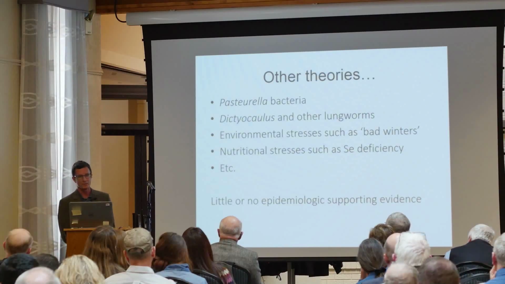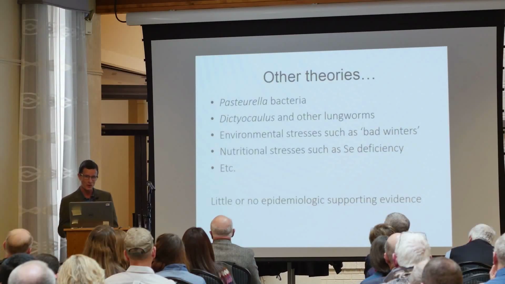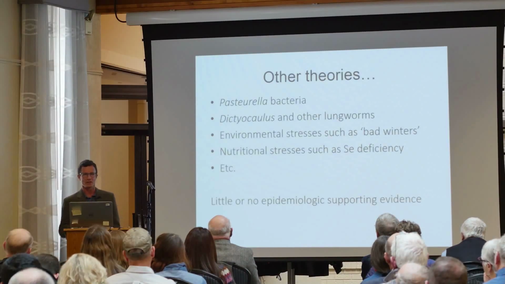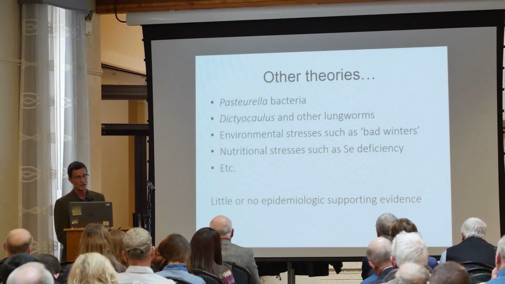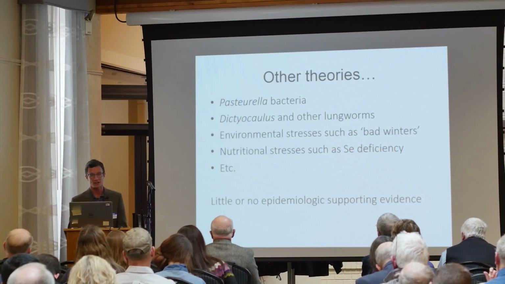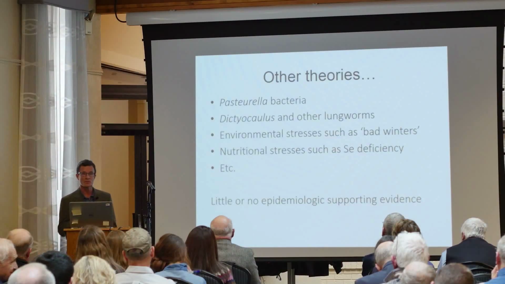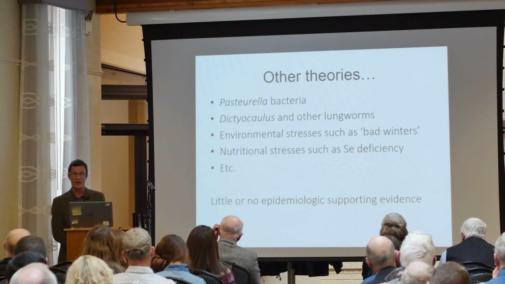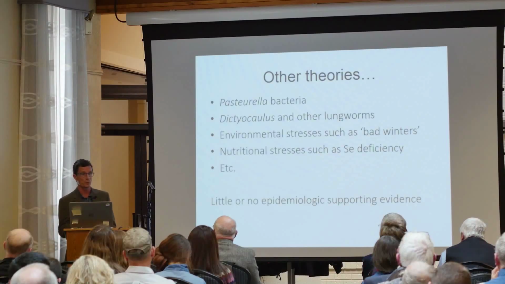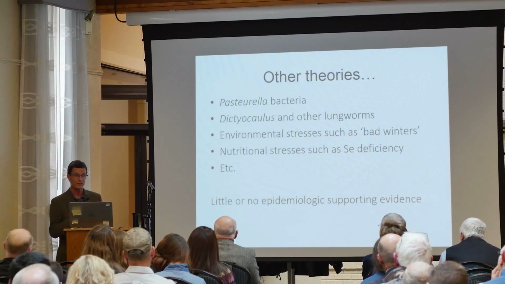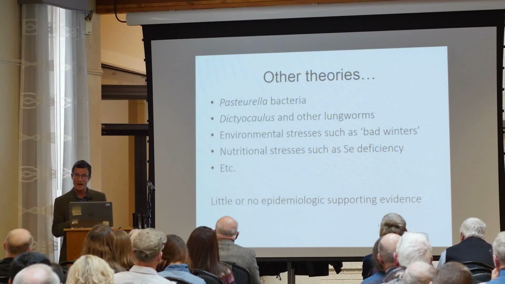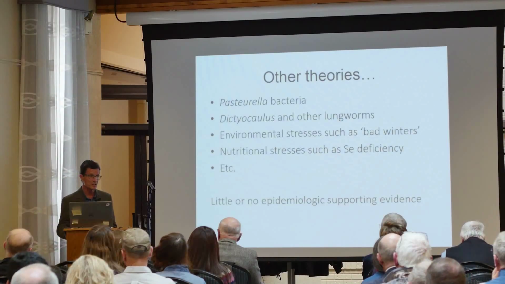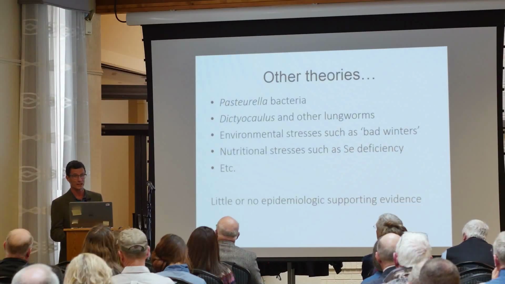Now, I am focused on MOV. I've been accused of being overly focused on MOV, and I admit to it. But I recognize that there are other theories and other factors, and these are always going to be playing a role. These include some you've heard about already: Pasteurella bacteria and all its various names now, lungworms, environmental stresses, nutritional stresses. And my sense is that all of these factors play a role in at least some pneumonia outbreaks, and some of them might play a role in a lot of them. But if they do, the epidemiologic supporting evidence to document that is not yet available. So I have an open mind about these things, but my focus is on the one that does have that epidemiologic supporting evidence and see how far we can get by following up on that.